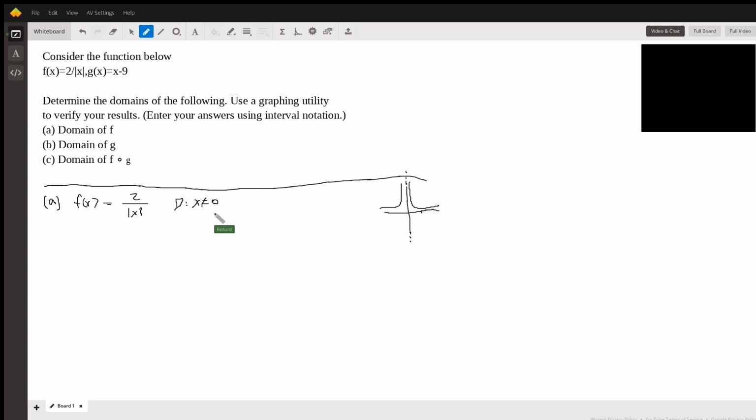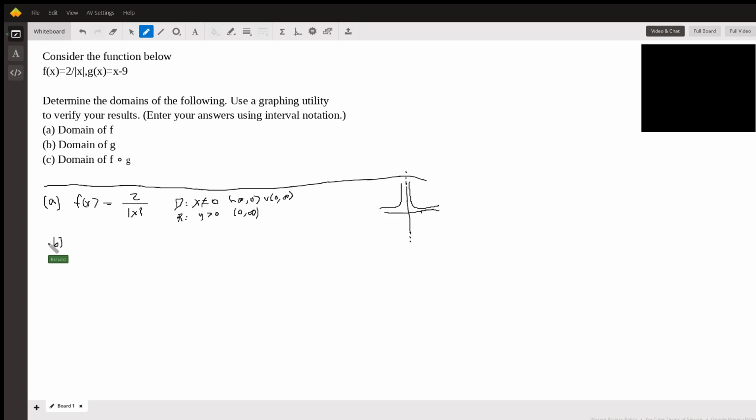So the domain is negative infinity up to 0, union 0 to infinity. So 0 is excluded by using these round brackets. We might as well do the range. The range here is y is greater than 0. So it would be 0, comma, positive infinity if they wanted range, which they don't.